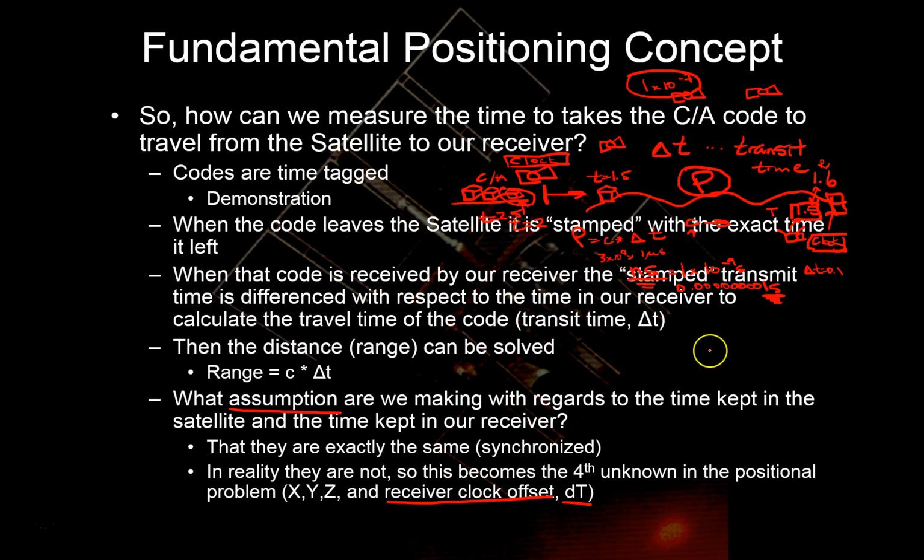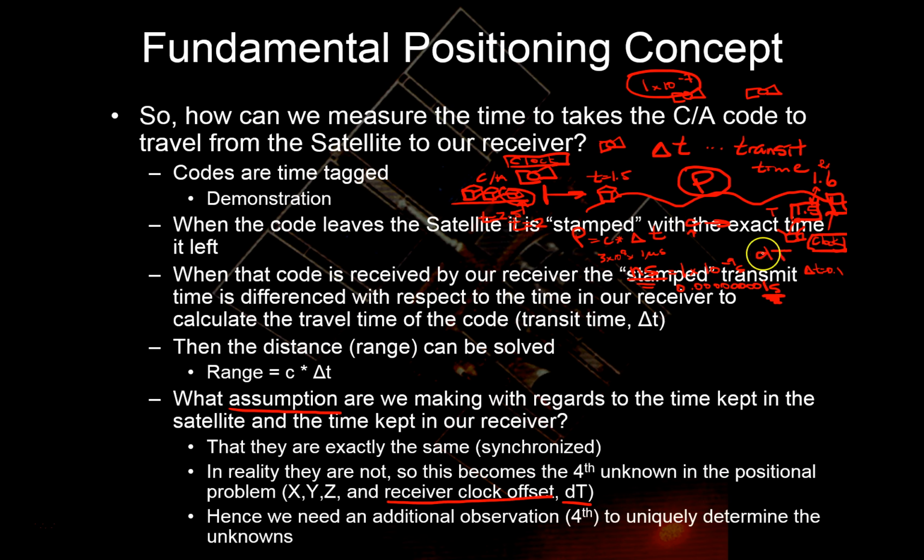So this fourth unknown is what we call dT. It says that at the exact moment of observation, what correction or offset would need to be applied to our receiver clock to exactly synchronize it with what we call GPS time, or the time kept in the satellites in a loose sense. Hence, if we add another unknown, we need to add another observation. So instead of just observing 1, 2, and 3 satellites, we now need to observe a fourth satellite in order to solve for the 4 unknowns, which are X, Y, and Z of our receiver, and the clock offset.